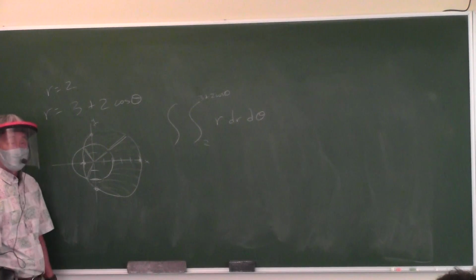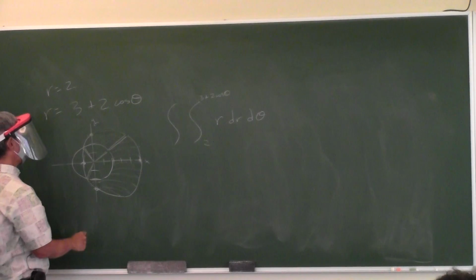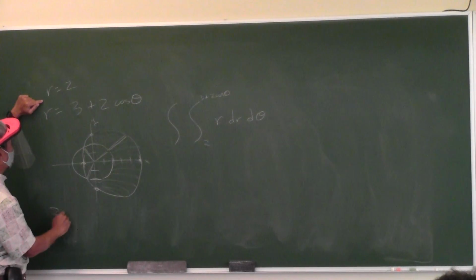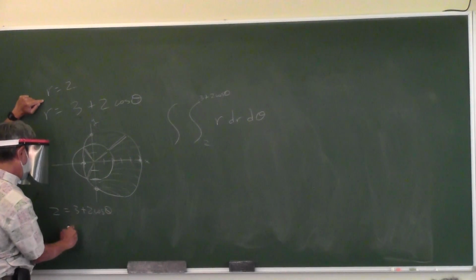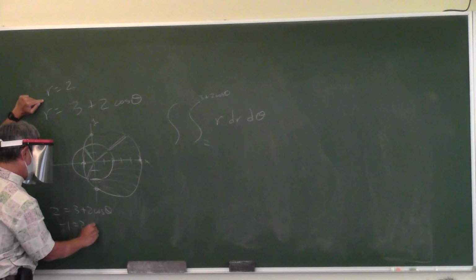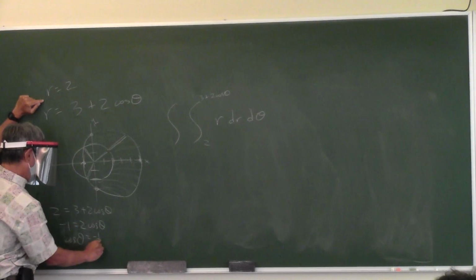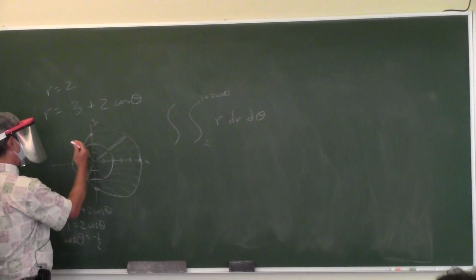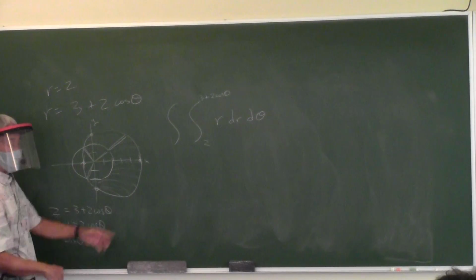So how do I figure out what that is? Well, you have to figure out where the curves intersect, so you solve these equations simultaneously. Using substitution, you get 2 equals 3 plus 2 cos theta. Negative 1 equals 2 cosine theta. Cosine theta equals negative half. Hey, that's a number I know. So where would that be? 2 pi over 3 and 4 pi over 3. So is that the limits?